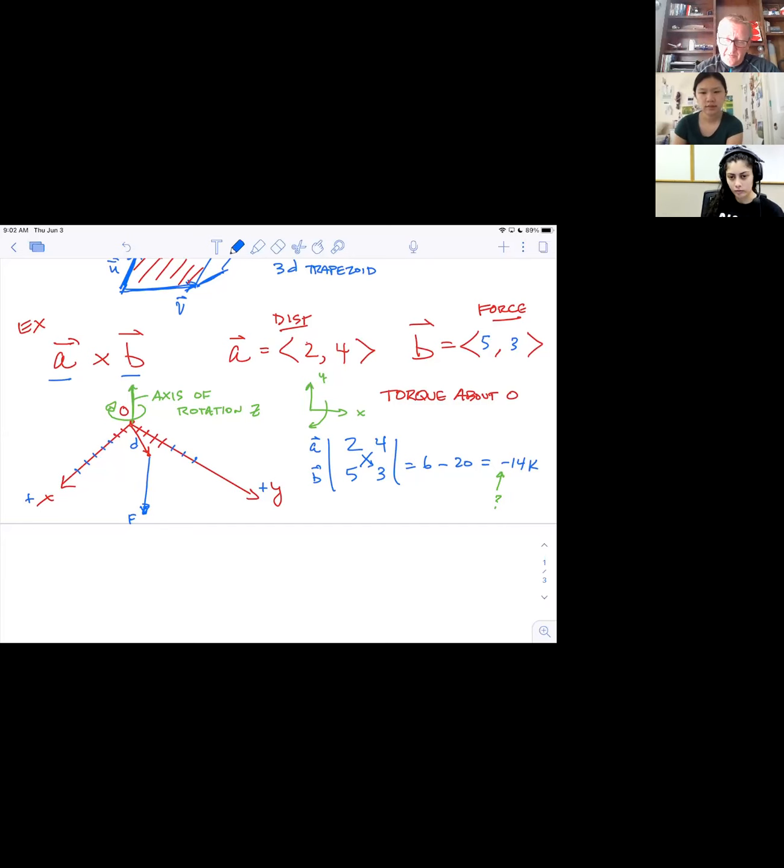Z-axis. That's the Z-axis. Isn't that rotation around the Z-axis? So if you throw the K in there, then you actually are adding the fact that, hey, this is rotating around the z-axis. That's not just negative 14 randomly in the universe. It's actually negative 14k.